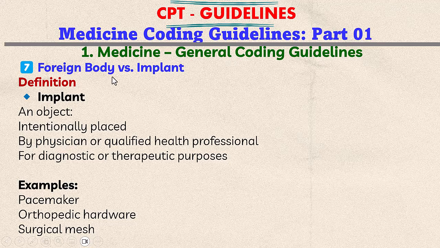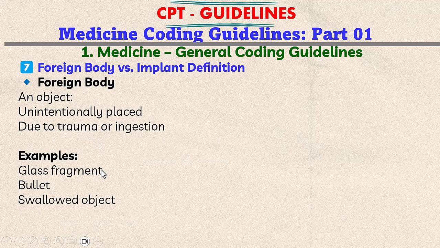Number 7, foreign body versus implant. An implant is an object intentionally placed by a physician or qualified health professional for diagnostic or therapeutic purposes. For example, a pacemaker, orthopedic hardware, and surgical mesh. On the other hand, a foreign body is an object unintentionally placed due to trauma or ingestion. Examples are glass fragments, bullets, a solid object.